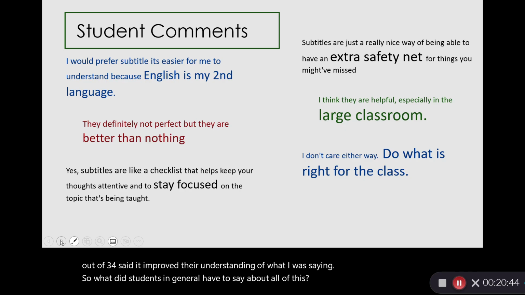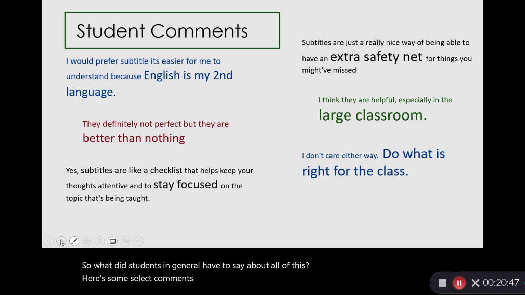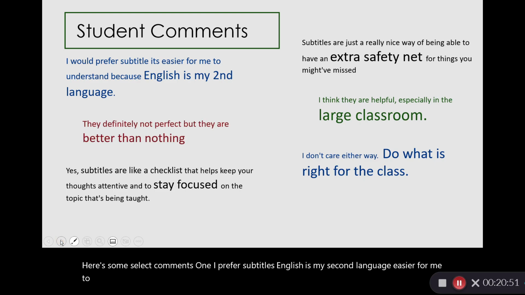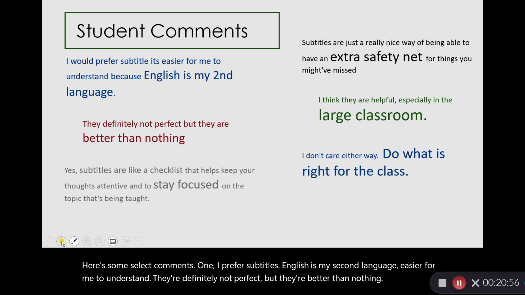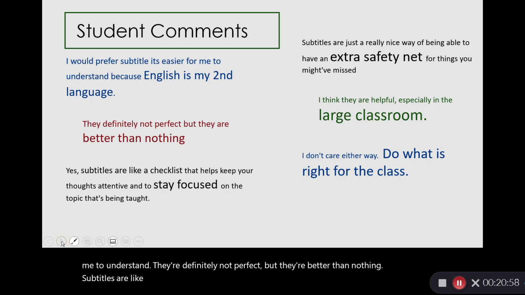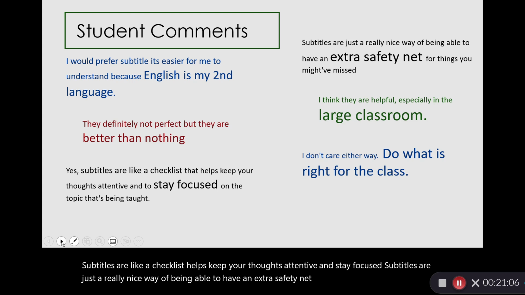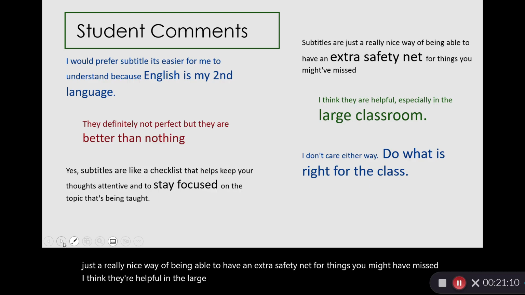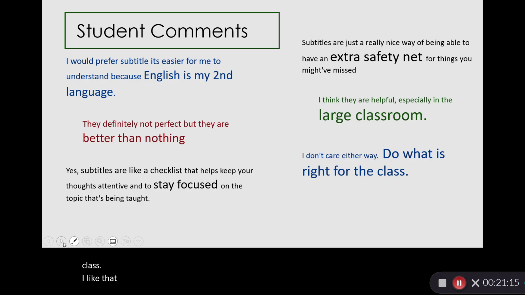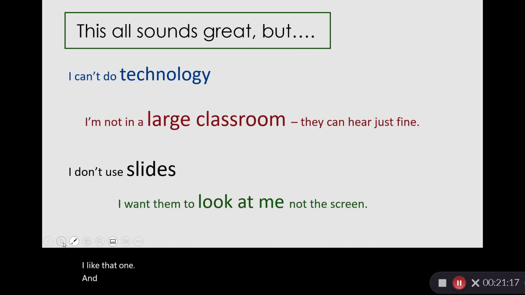Here's some select comments. One, I prefer subtitles. English is my second language. Easier for me to understand. They're definitely not perfect, but they're better than nothing. Subtitles are like a checklist. It helps keep your thoughts attentive and stay focused. Subtitles are just a really nice way of being able to have an extra safety net for things you might have missed. I think they're helpful in the large classroom. I don't care either way, just do what's right for the class. I like that one.